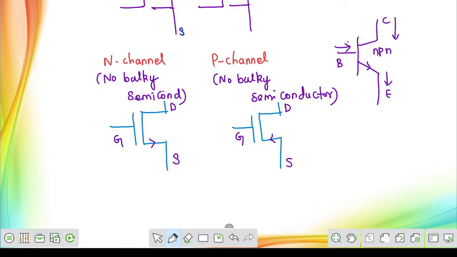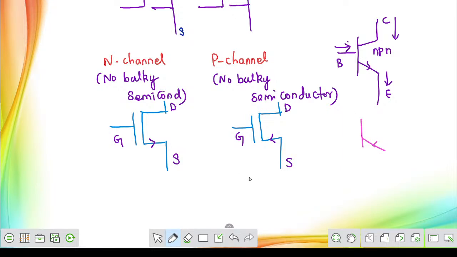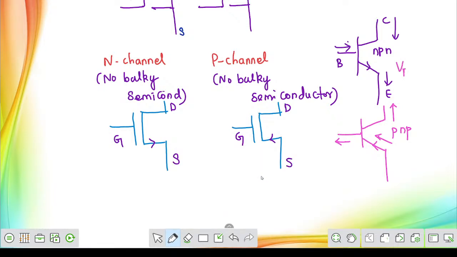If we are discussing a PNP transistor, the direction of the current gets reversed. Base current will be going outside of the circuit, collector current is going outside of the circuit, and only emitter current is entering the circuit. This is called PNP transistor. Whereas in NPN transistor we measure the voltage from base to emitter, for PNP we go from emitter to base. Here we measure the voltage from collector to emitter, here from emitter to collector.